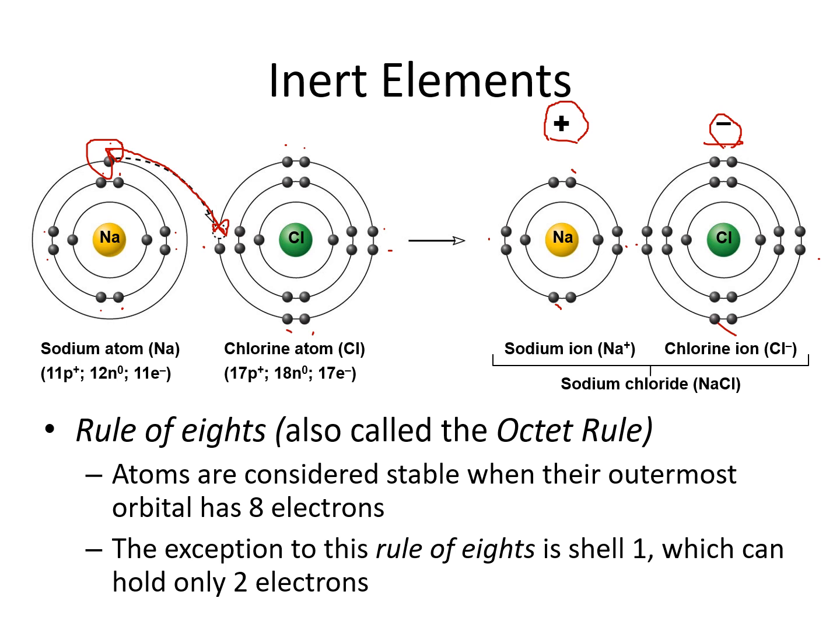The only exception to the rule of eights is the first shell, and the first shell is kind of this one, right? So I'm highlighting it in here too. Don't make fun of me. And each of these very first shells can only hold 2 electrons, right? So that's the only exception to the rule of eights, that very first shell.